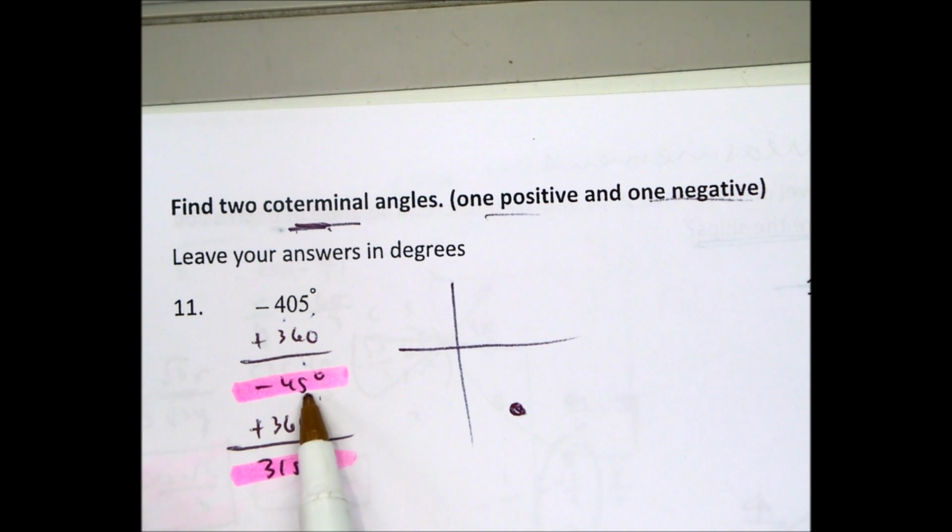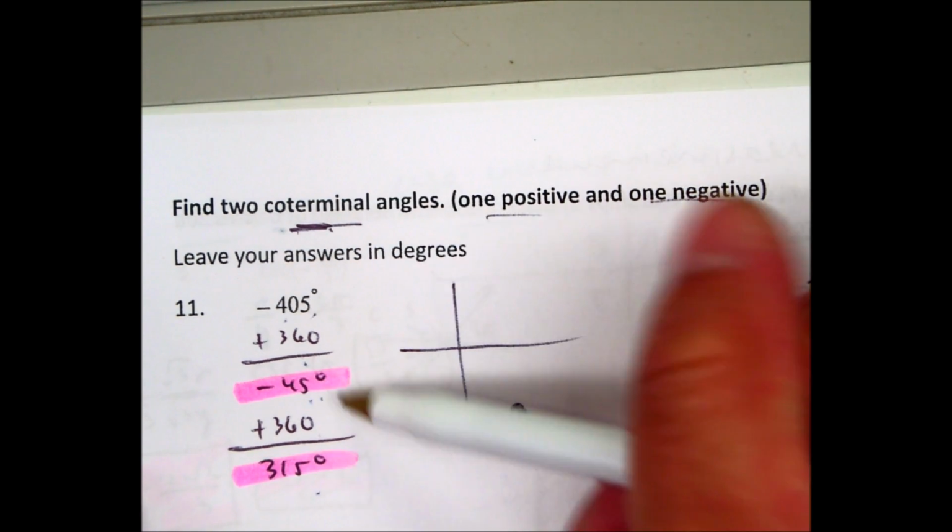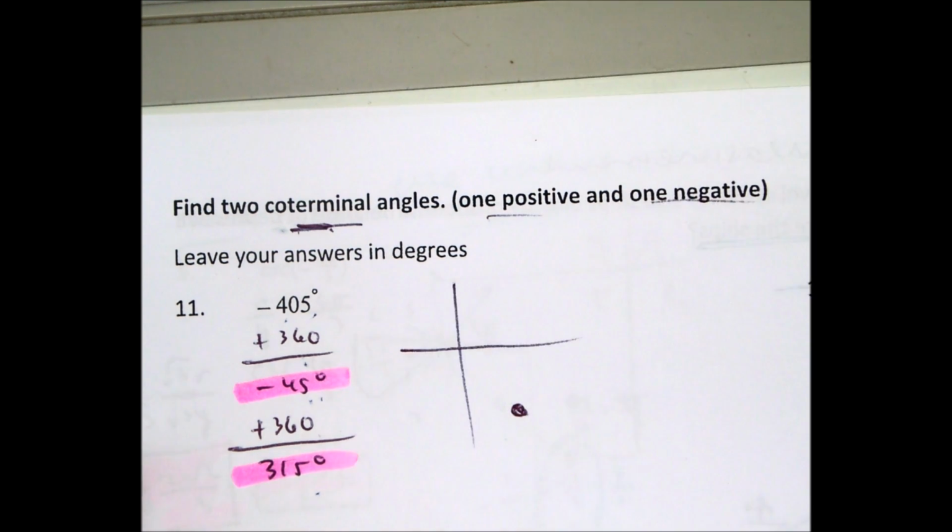So there's my negative angle. Now I need a positive angle. Well, I can just add 360 more and I get 315. These are not the only answers, but I thought they were the quickest answers. Again, you guys can also use the formula.